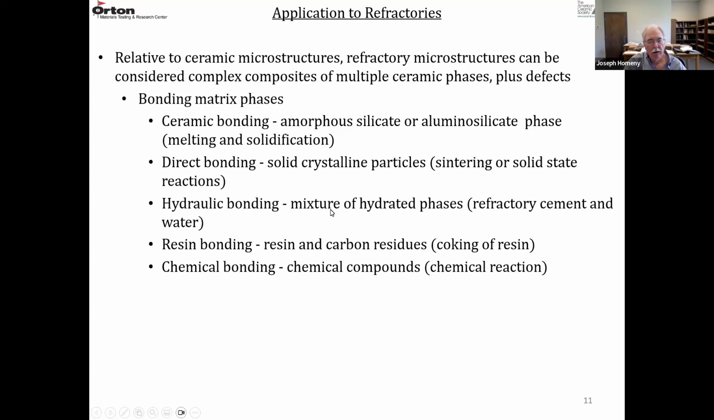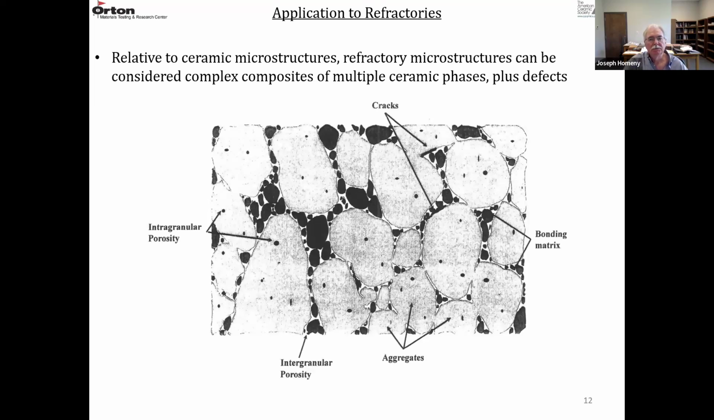Hydraulic bonding, you have a mixture of multiple types of hydrated phases due to the use of a refractory cement. And those are usually water-based. Resin bonded, this is quite common in composites with carbon. So you have resin and carbon residues as a result of coating of the resin. And then there's different types of chemical bonding. So various chemical compounds bond by various types of chemical reactions. So refractories are actually quite complex.